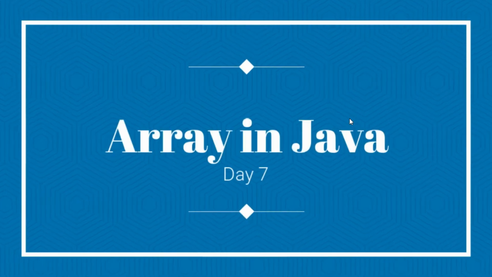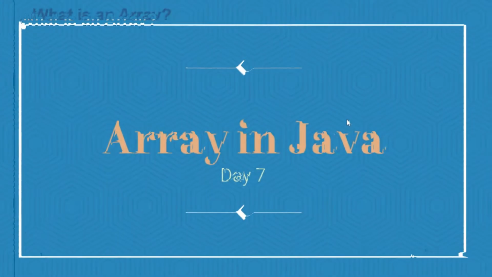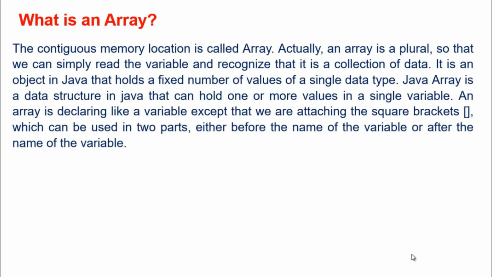Hello friend, in today's class we are going to learn arrays in Java, day 7. First of all, let us define it: what is an array? An array is a contiguous memory location. An array is a plural, so that we can simply read the variables and recognize that it is a collection of data. It is an object in Java that holds a fixed number of values of a single data type. A Java array is a data structure in Java that can hold one or more values in a single variable.